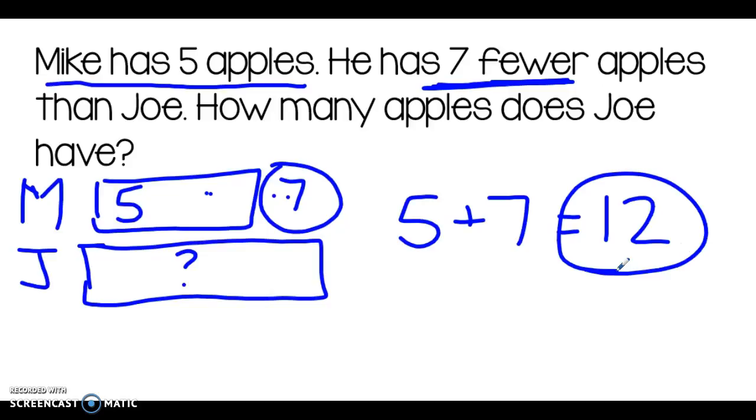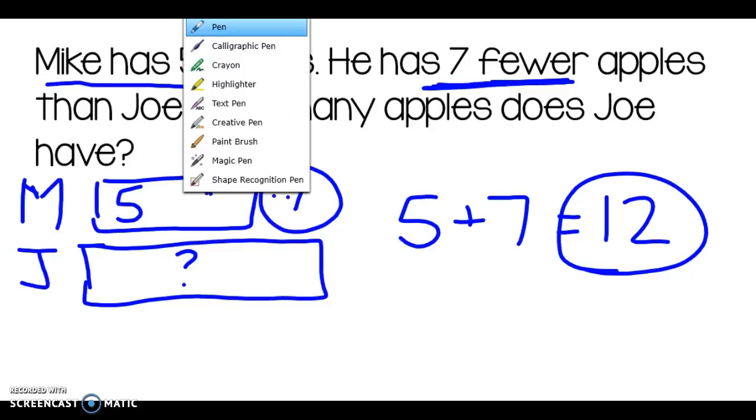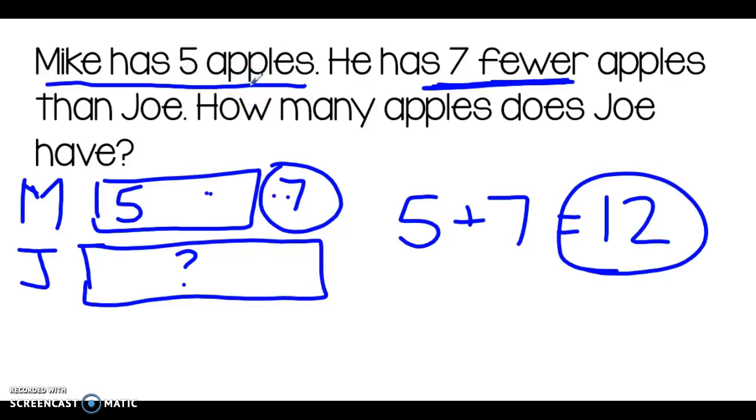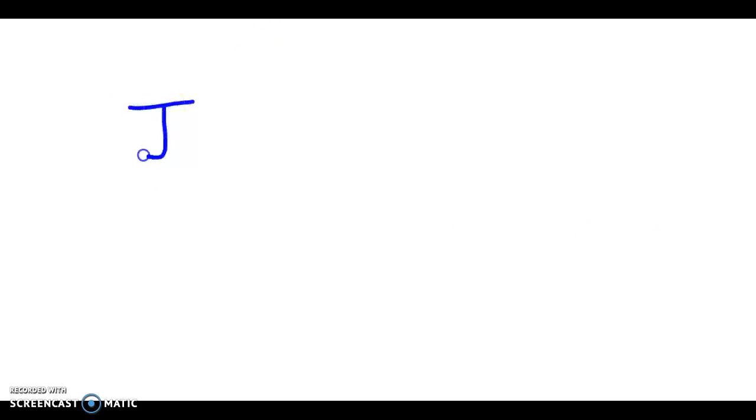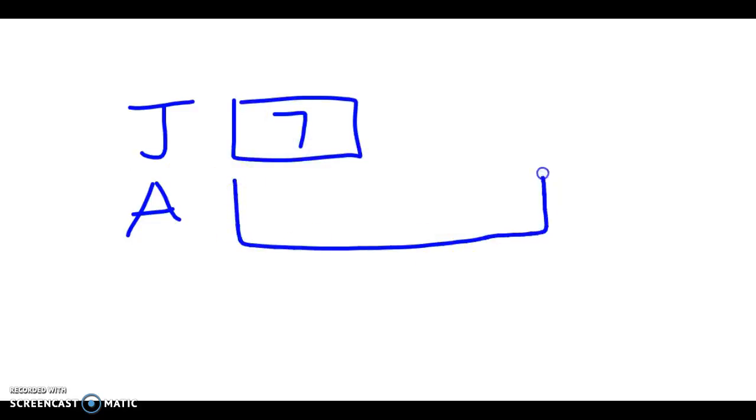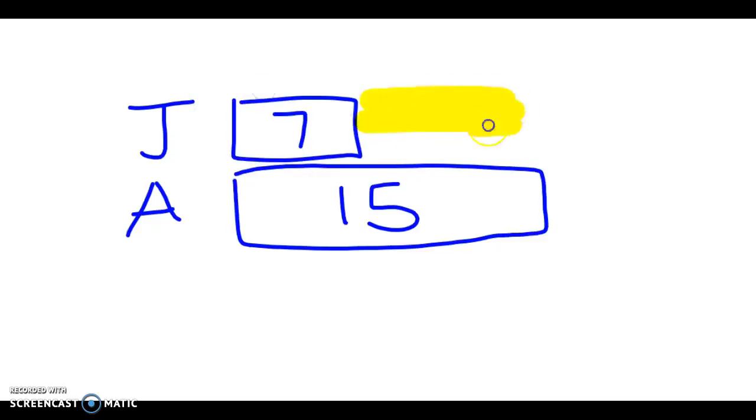These were a little bit tricky for our students. I noticed that the biggest issue when we were doing it was this circle. It was very tricky for them to remember to put the circle and where to put the circle. The circle always goes in that blank space with our comparison bars. So if we have a situation that looks like this, let's say J and A. J has 7, A has 15, or something of the sort. This space right here that's left over would get the circle.